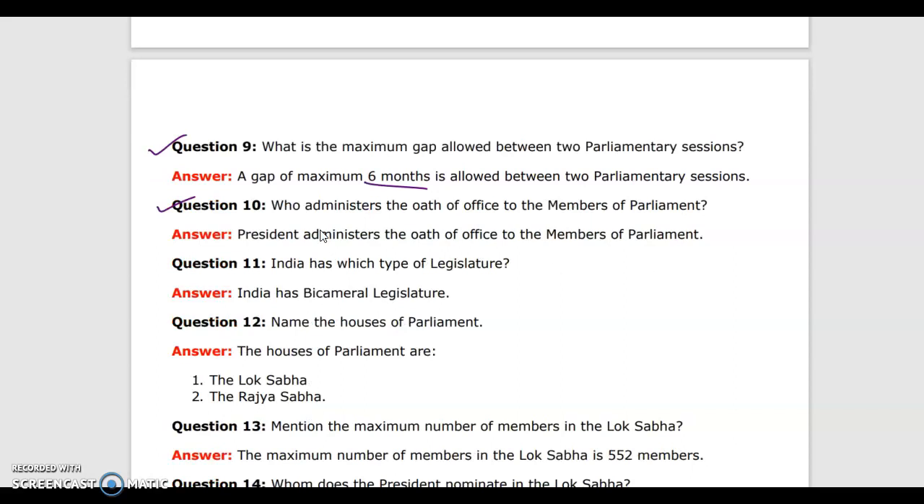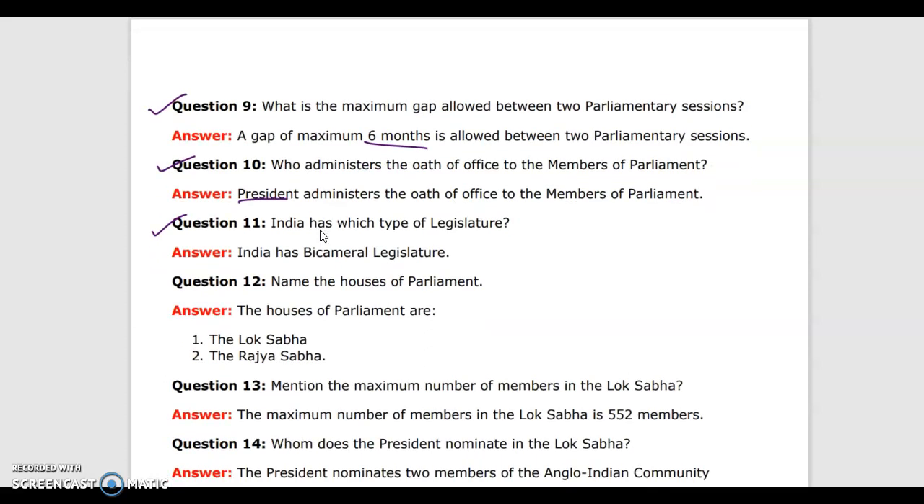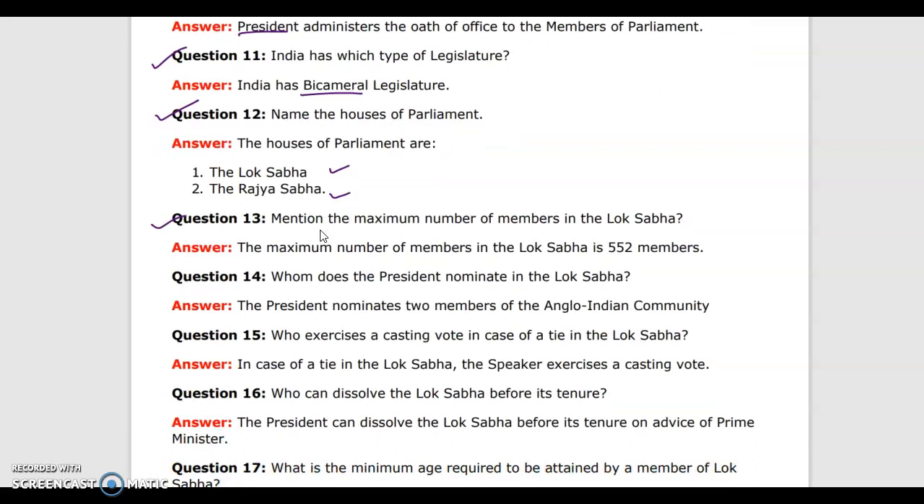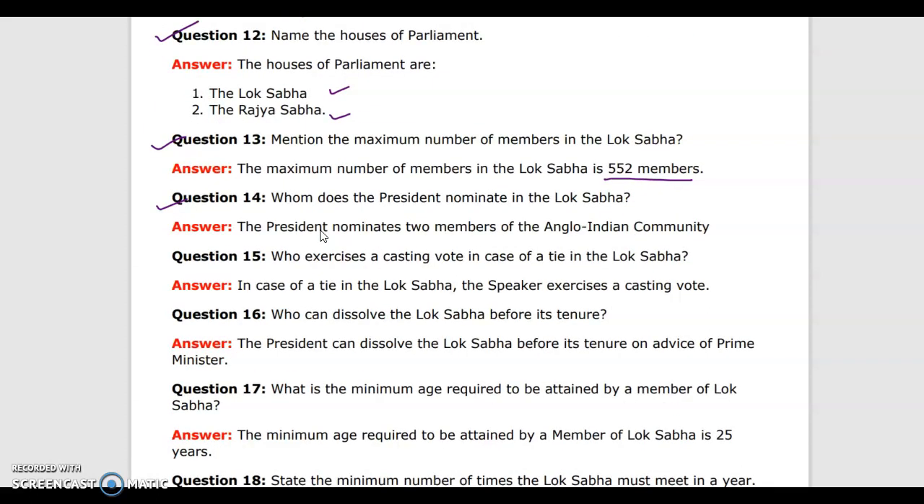Who administers the oath of office to the members of parliament? The answer is the president. India has which type of legislature? This is bicameral, that means two houses. Name the houses of parliament: Lok Sabha and Rajya Sabha. Question number 13, mention the maximum number of members in the Lok Sabha. The answer is 552 members. Whom does the president nominate in the Lok Sabha? There was a nomination of 2 members of the Anglo-Indian community, which has been reduced. Now it is 550 members and these 2 have been deducted.